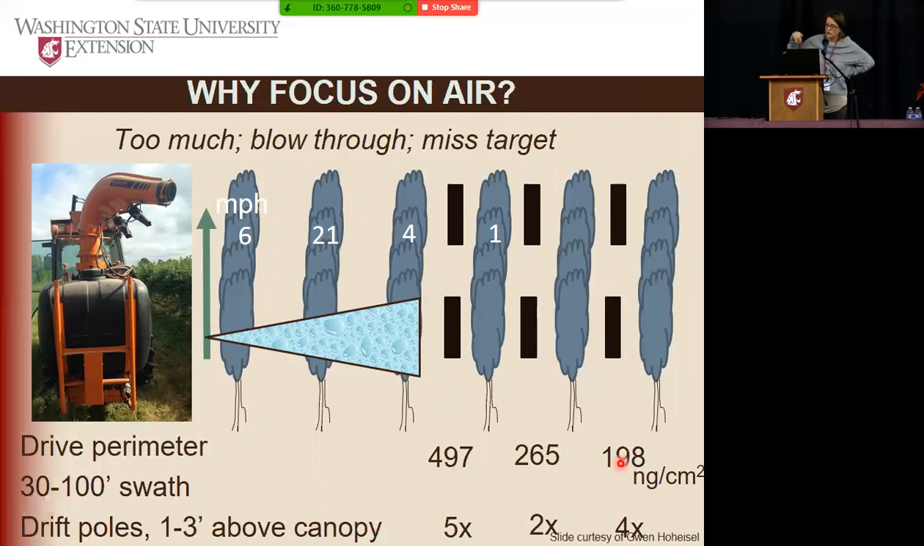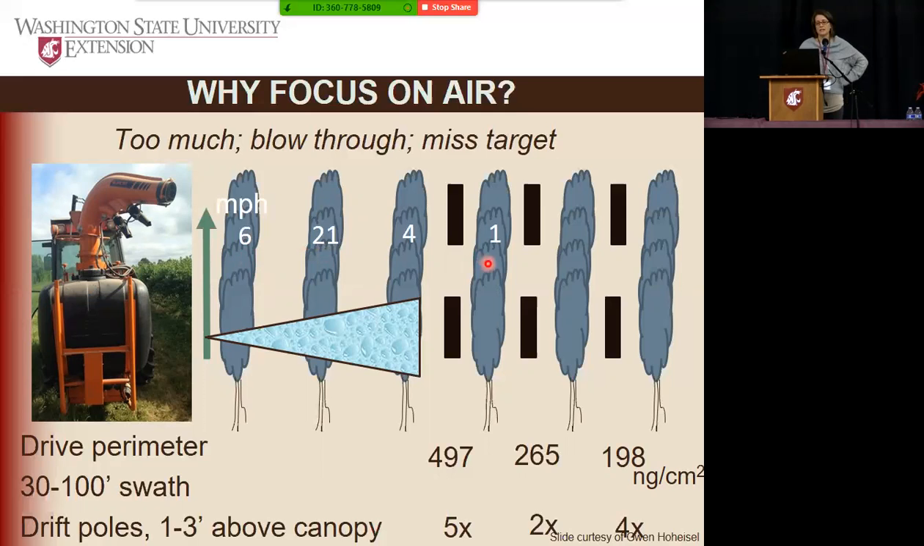So this machine can spray 10 rows at a time. It just shoots it all the way across. When we did our study, we had it spray 3 rows, right? So we calibrated it to do that. And because it's only supposed to spray the perimeter, we drove it up and then it sprayed across 3 rows. And again, we set up drift poles. And we took the speed of air, and it was 21 miles an hour, which was certainly fun to stand there and measure, and then it only got down to 4 miles an hour, or almost nothing by the time you were 1 row over.